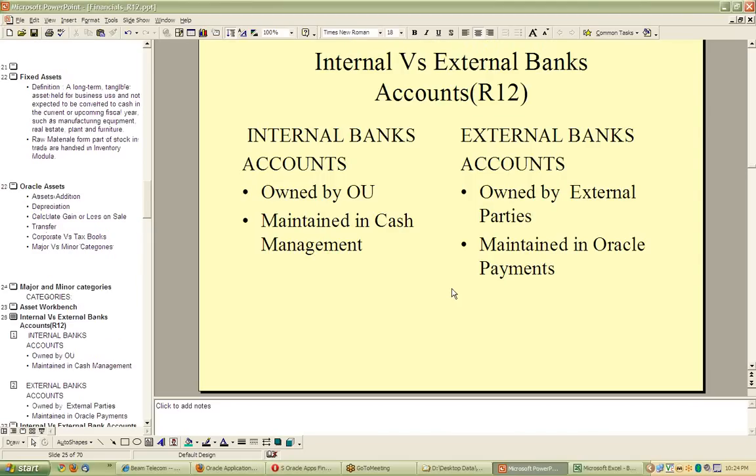Okay, this is an important concept in Release 12. In R12, bank accounts have been classified into two.